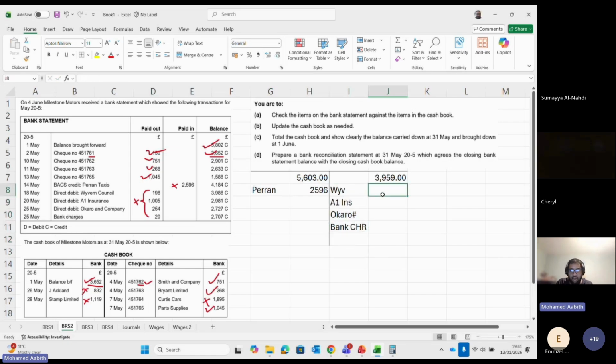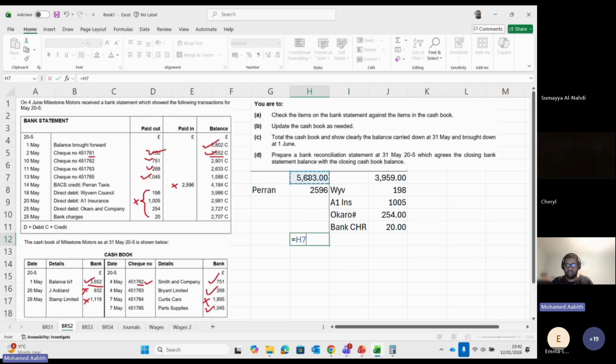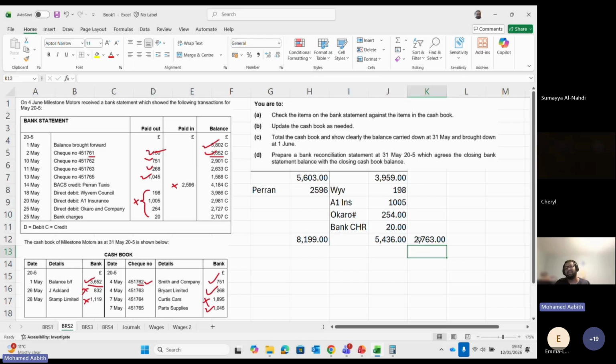What is this number for? It is 198 plus 1005 plus 254 and 20 pounds. So we have all those numbers now. Let's work out the difference and how much my balance carried down is going to be. It's going to be this plus that number, and this one is going to be equal to, let me do a shortcut, do the sigma, enter, and now the difference between them is going to be my balance carried down. So let's say here, 2,763 pounds.